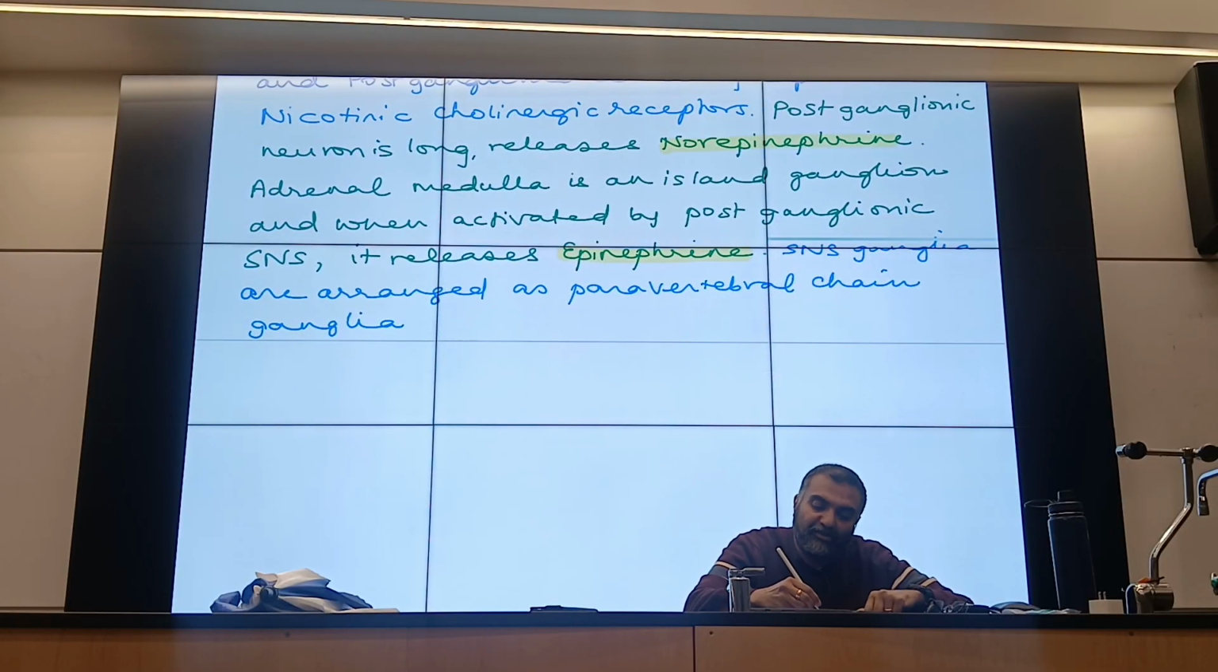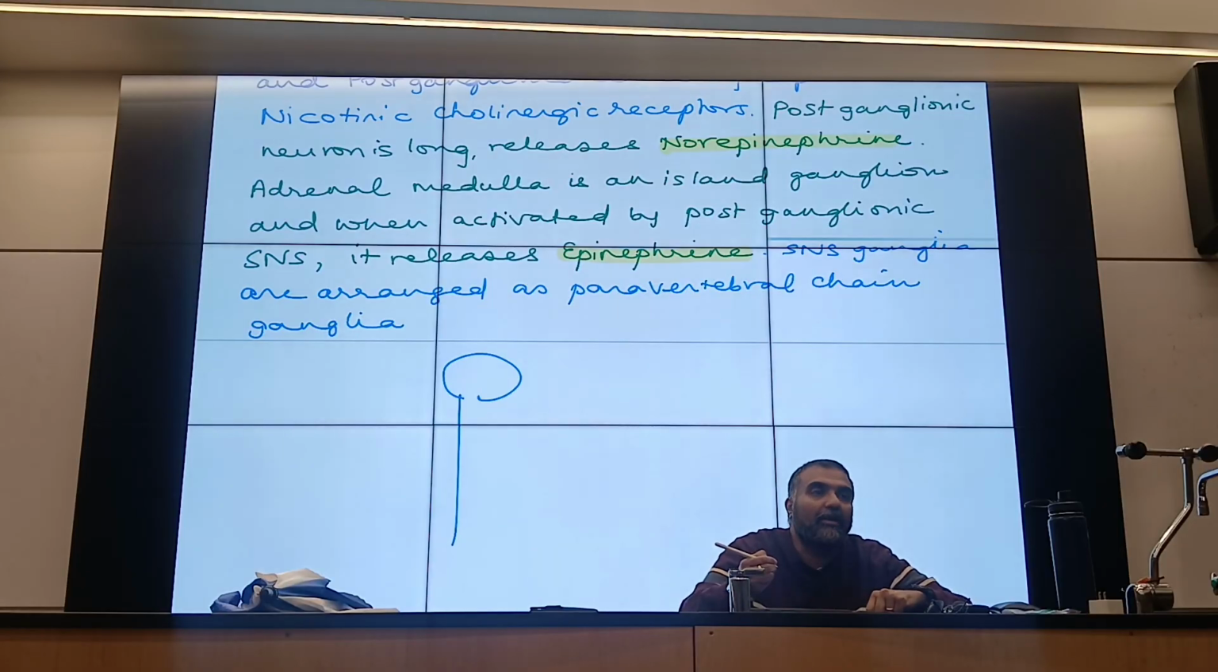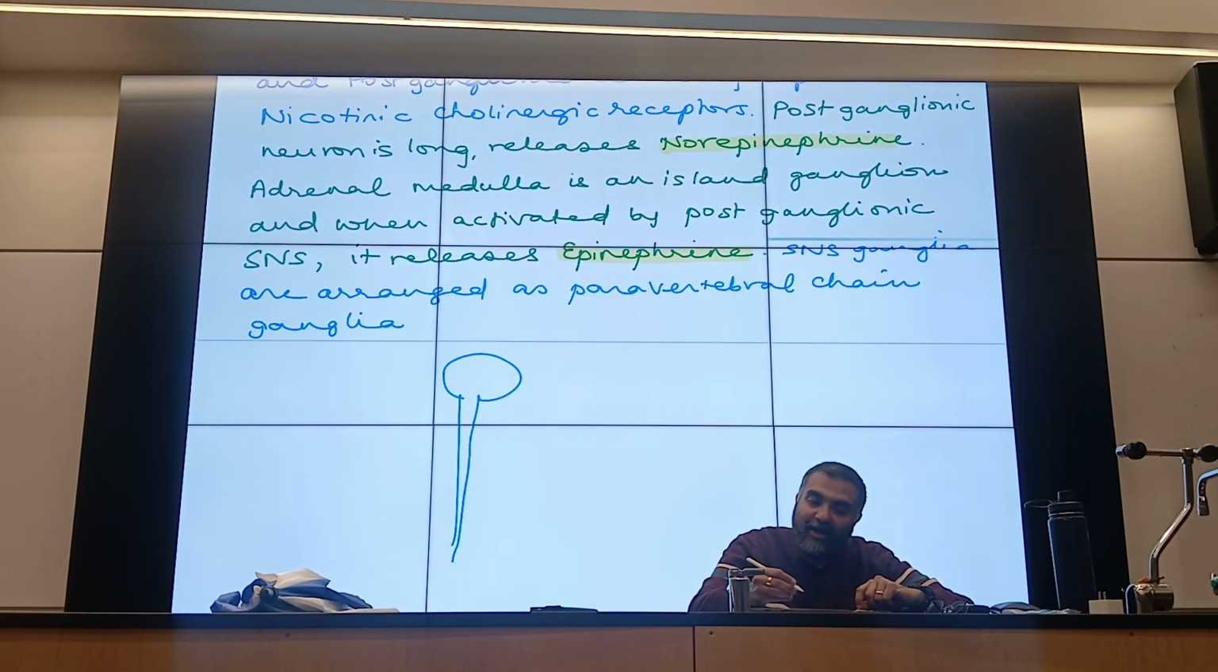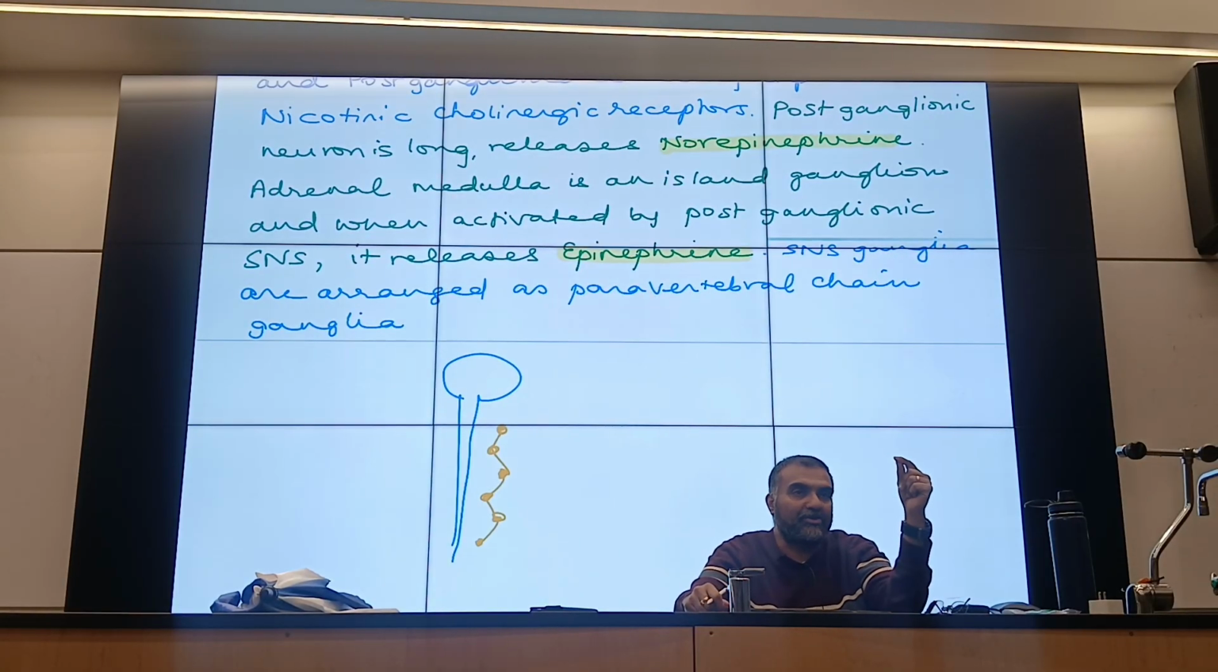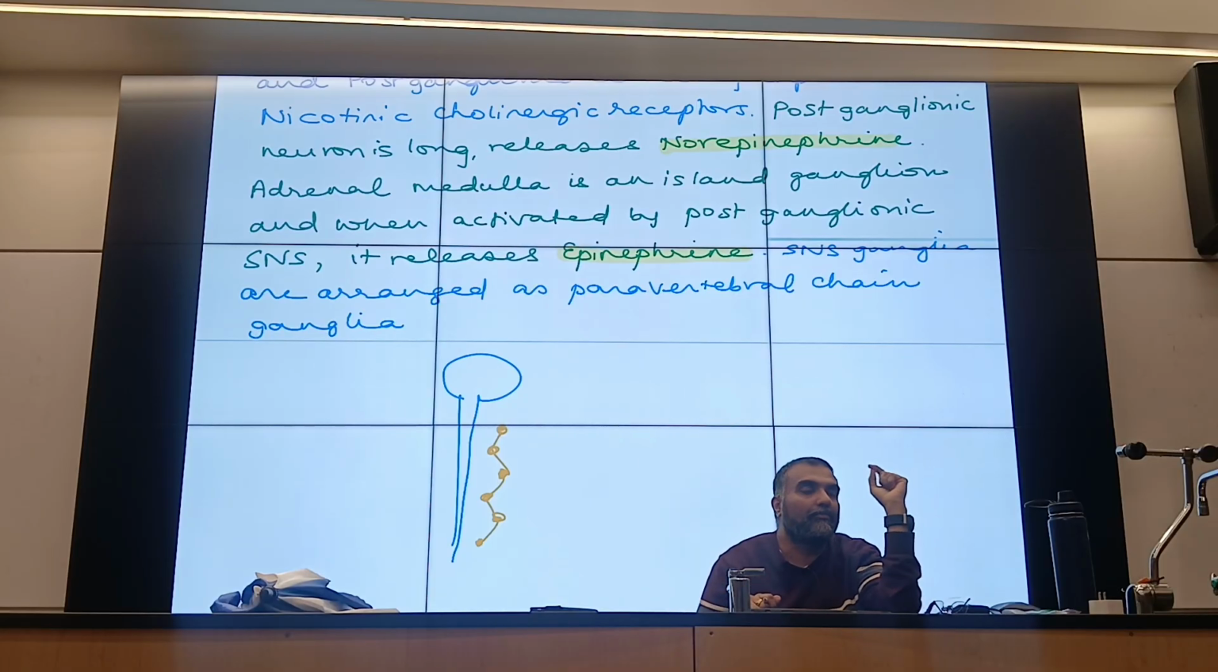If this is the brain, and this is the spinal cord, slightly deformed brain, the paravertebral ganglia are here. Let me use the same color code. So you've got this, connected to this, connected to this, connected to this. So they're all connected. Are we clear? These are called chain ganglia. Why? Because when one gets turned on, they all get turned on.